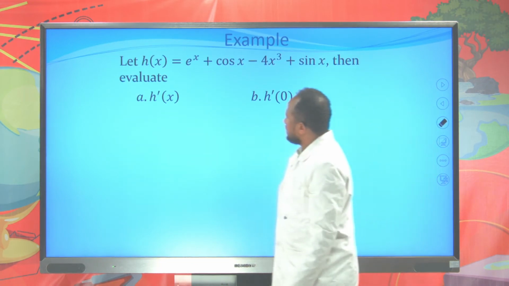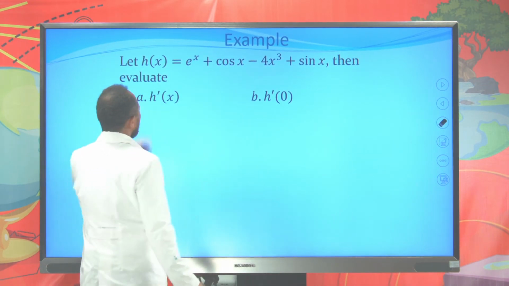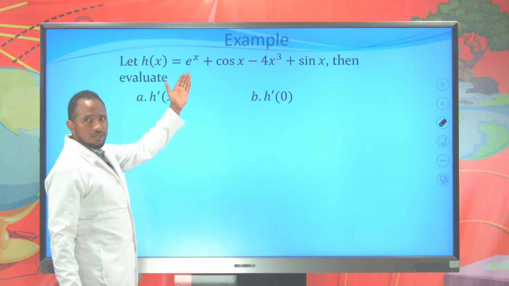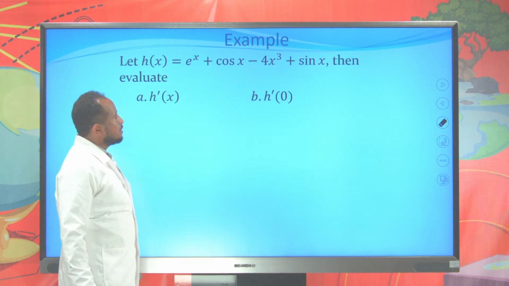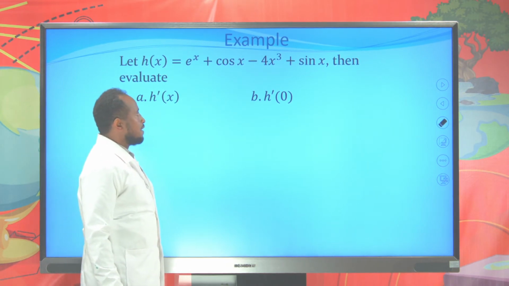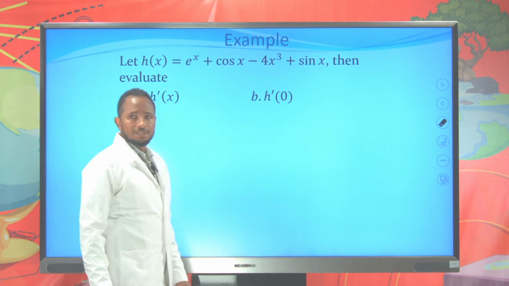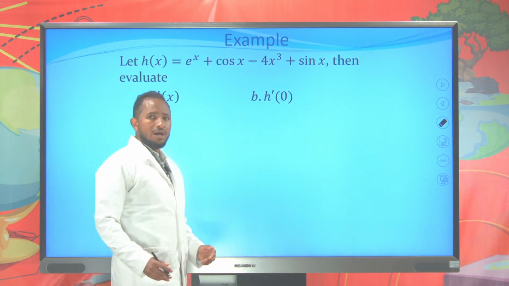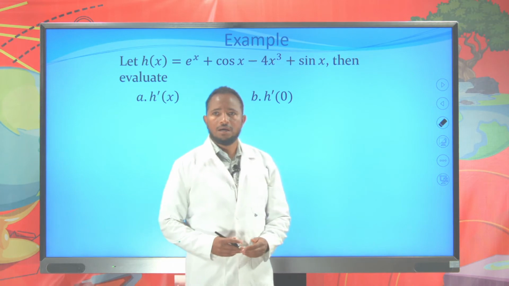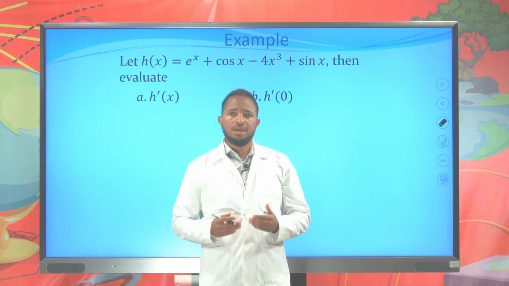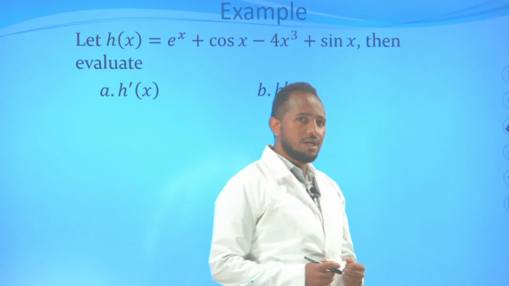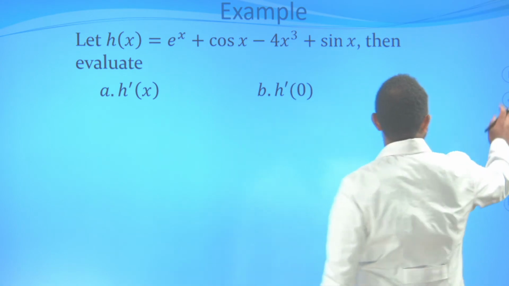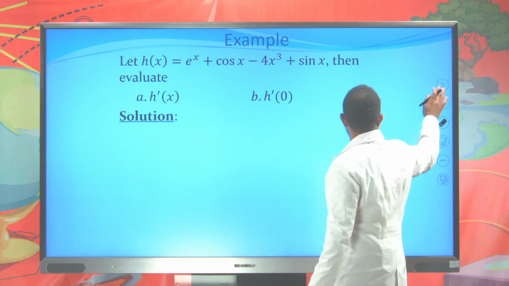Now let's see this example. Let h of x be given as e raised to x plus cos x minus 4x cubed plus sin x. Then you are asked to evaluate h derivative of x, and h derivative of this function at 0. So let's do it together.